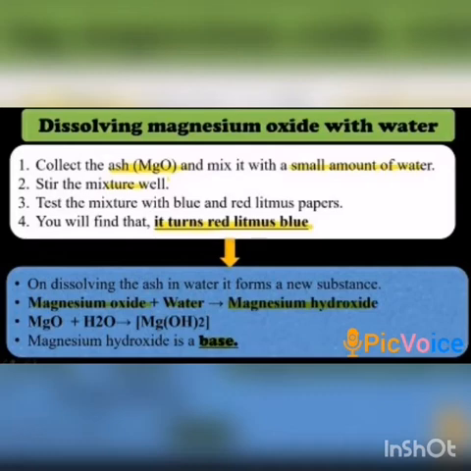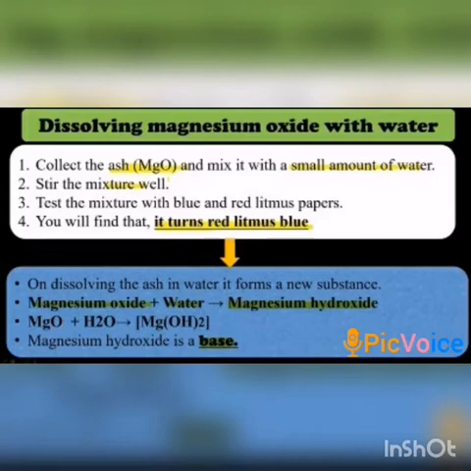Stir the mixture well. Then test the mixture with blue and red litmus papers. Already we have learnt about this type of papers in acids, bases and salts. Isn't it, ma? Yes. This magnesium oxide turns red litmus blue. So what is the nature of this magnesium oxide, children? It is basic in nature.